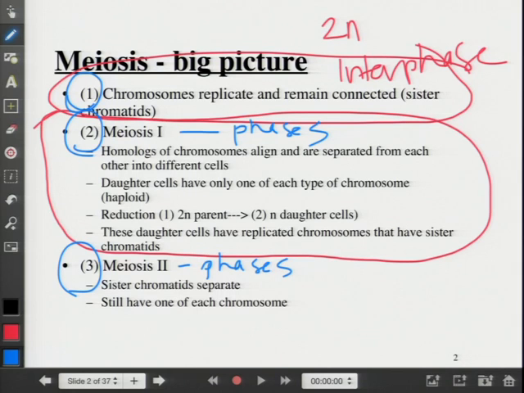So the big deal about meiosis 1 that's totally different than mitosis is that the homologous chromosomes, which are the two number 1s, the two number 2s, the two number 3s, the two number 4s, all of those guys, the X and the Y if you're a boy, and the X and the X if you're a girl, those are the homologous chromosomes. They have to find each other, and that's how they end up lining up at metaphase.